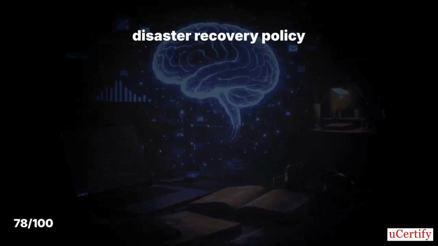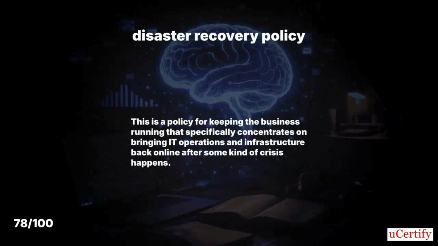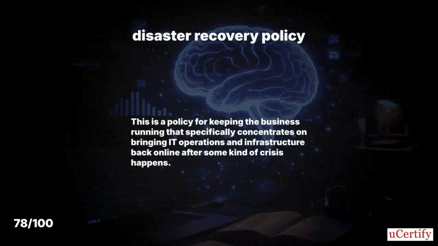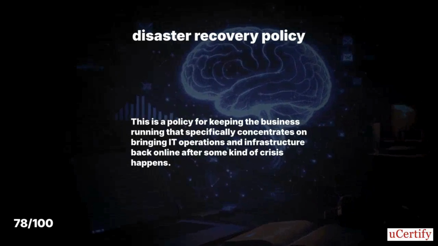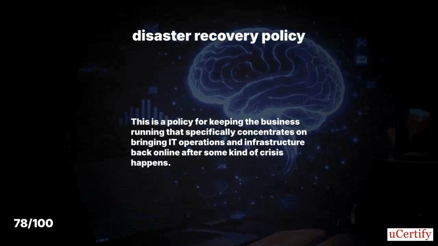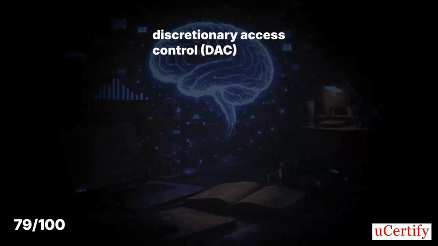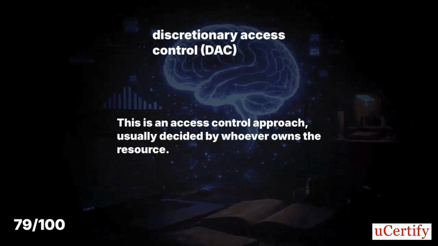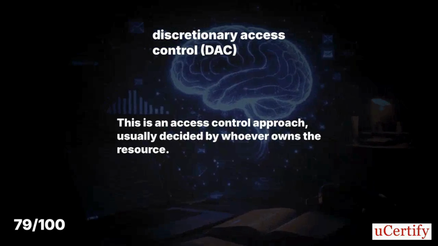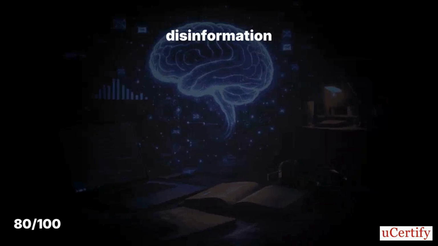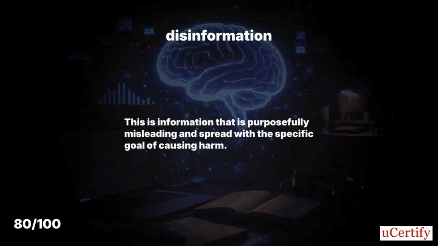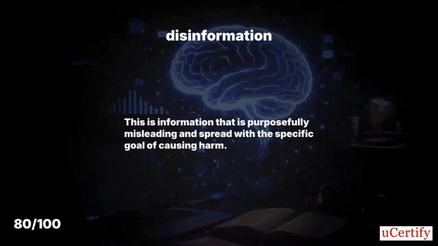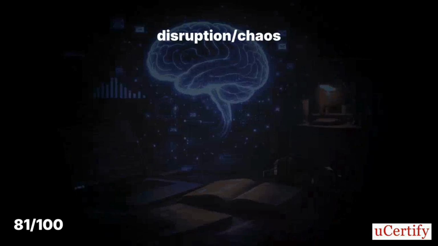Disaster recovery policy. This is a policy for keeping the business running that specifically concentrates on bringing IT operations and infrastructure back online after some kind of crisis happens. Discretionary access control, DAC. This is an access control approach usually decided by whoever owns the resource. Disinformation. This is information that is purposefully misleading and spread with the specific goal of causing harm.